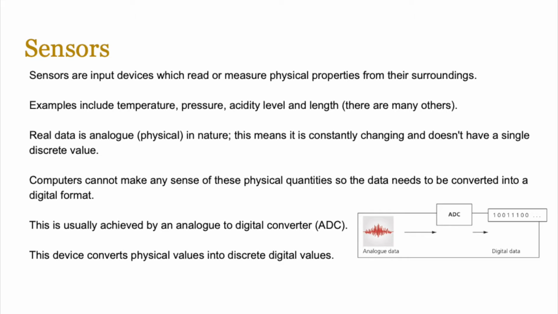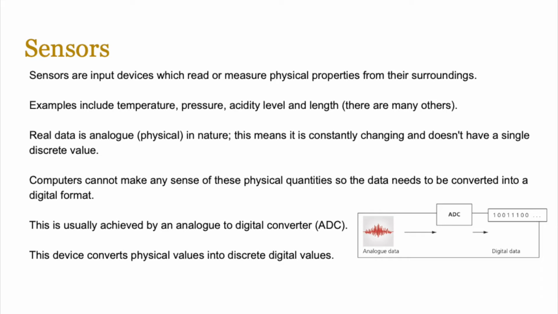Now, real data is analog, which basically means physical in nature. This means it's constantly changing. There is no one fixed, discrete value. And this can cause confusion for a computer system because it understands if a value is 1 or a 0, but it doesn't understand that it can be 100, 99, 98, back to 100 again. So it constantly changes and that confuses it.